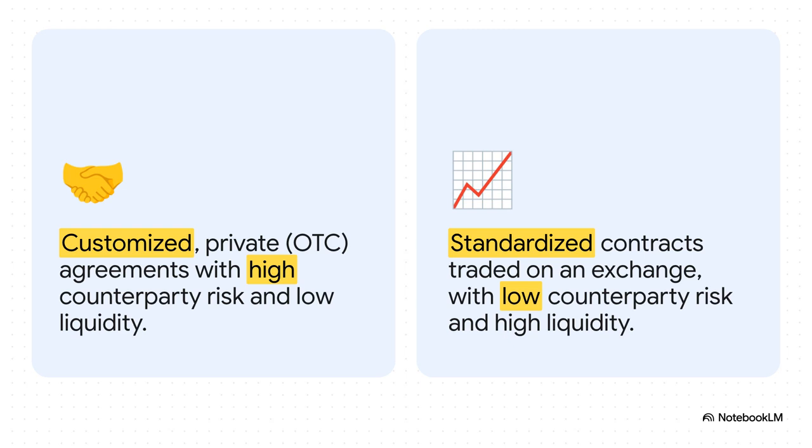Forwards are these private, customized deals between two parties. The big problem? High counterparty risk. What if the other guy just decides not to pay up? Well, futures were literally invented to solve that problem. They are standardized, they trade on a public exchange, and they're guaranteed by a clearinghouse, which basically gets rid of that counterparty risk and makes them super easy to buy and sell.